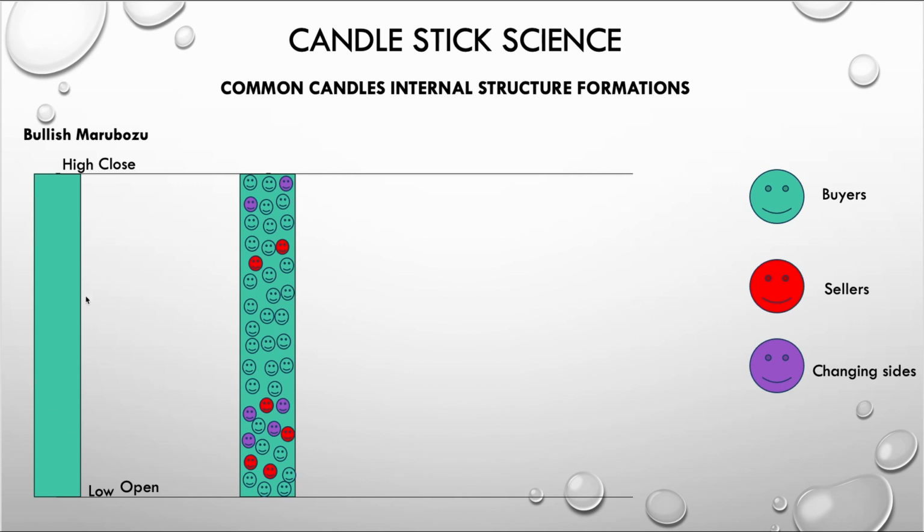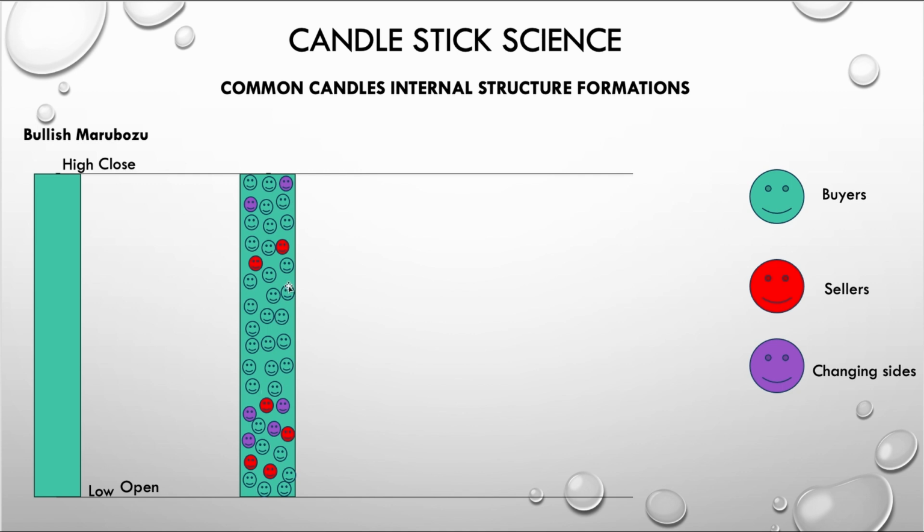Most of these candles form when the day is very bullish and it is supported by maybe fundamentals that push the price higher and higher. So this is the internal structure of this kind of candle, and this is the price action happening inside of that candle. These purple faces here are sellers changing into buyers and some buyers changing into sellers. So inside of this, you have the majority of the traders being buyers, with a few sellers and a few traders changing from buying to selling and from selling to buying. But generally, this is the price action inside of this candle.